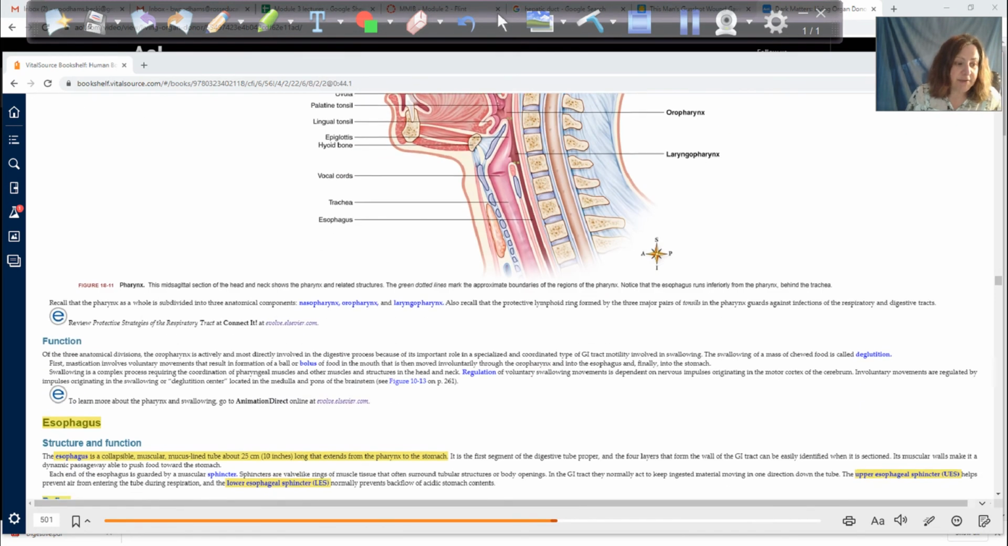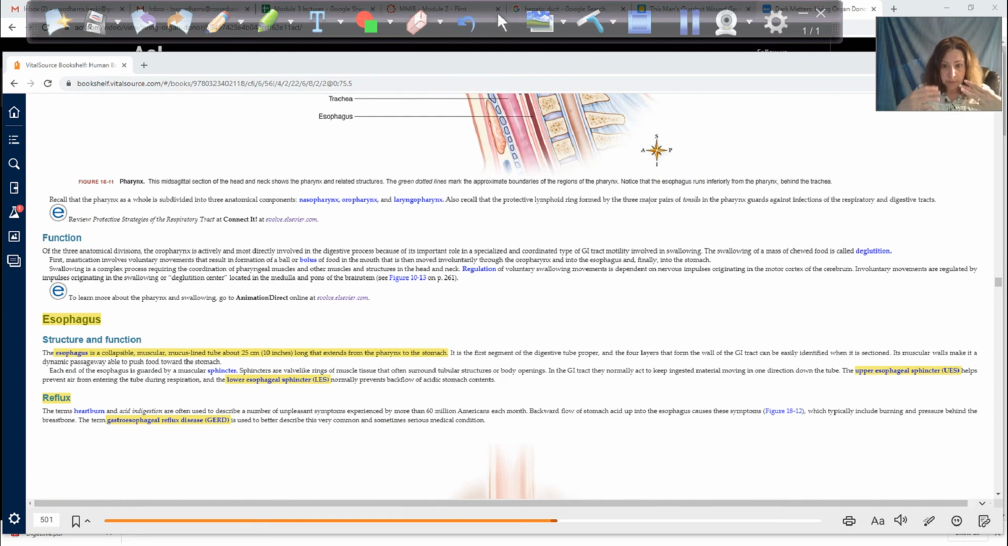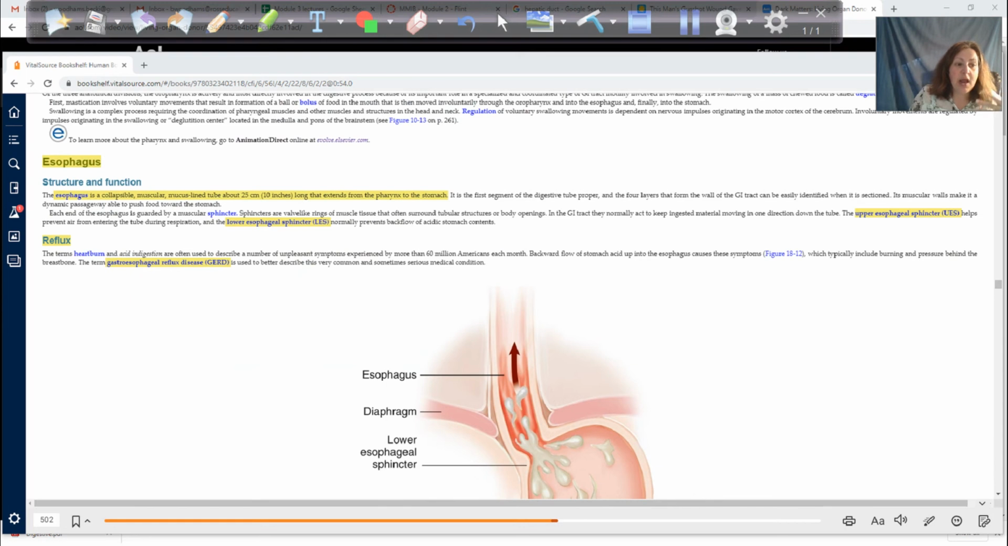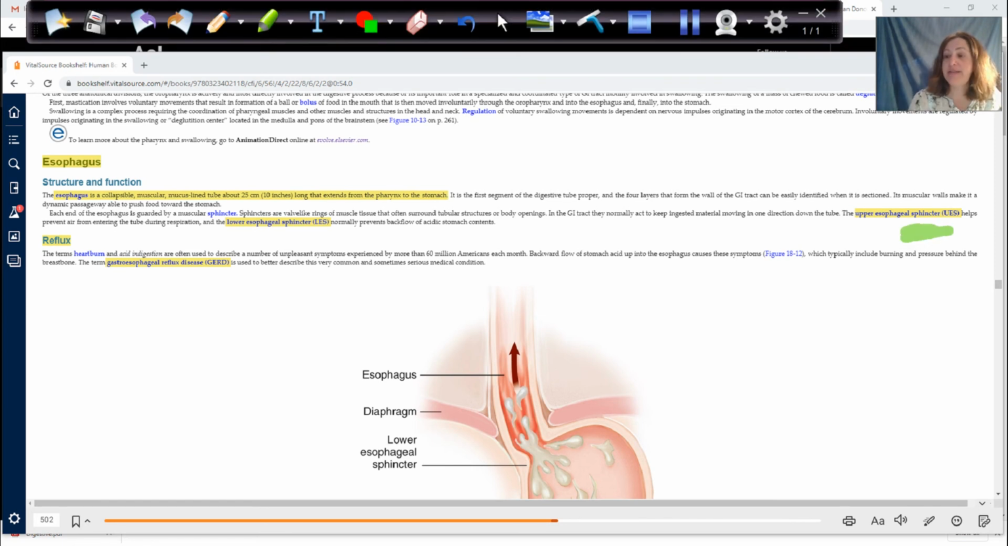Now, at the end of the pharynx is where the food has to go one way and the air goes a different way. So our food goes into the esophagus. The esophagus is another structure with those 4 layers, that mucosa, submucosa, muscularis, and serosa. It is about 25 centimeters long or 10 inches, and all it does is connect the pharynx to the stomach and the food goes through it. That's it.